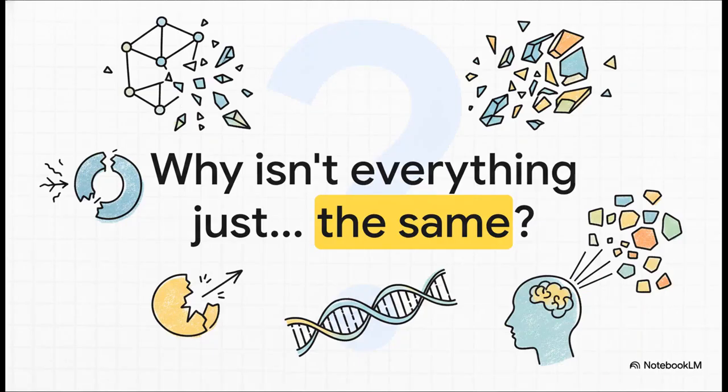So let's just start with this huge question. If the Big Bang created a universe that was incredibly simple, almost perfectly uniform, this sort of cosmic soup where every bit was like every other bit, why isn't it still like that? Why is it now filled with all this amazing, specific, complex stuff? I mean, stars, galaxies, planets, you and me?